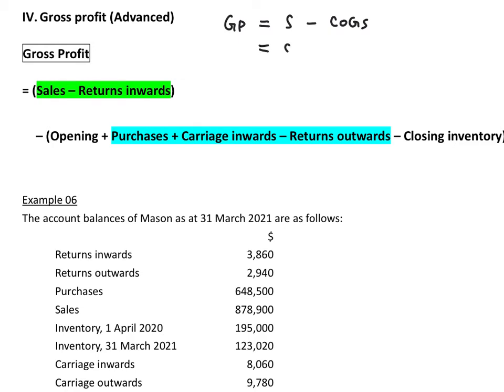And then for the cost of goods sold, we have opening inventory plus the purchases minus the closing inventory. So when you compare these two, from the advanced version, the more items included come from the sales and also the purchases. So we find the sales right here. We include more items right here, and also for the purchases as well.